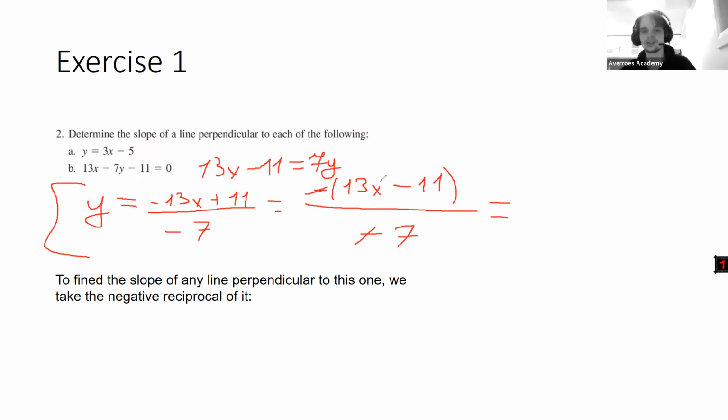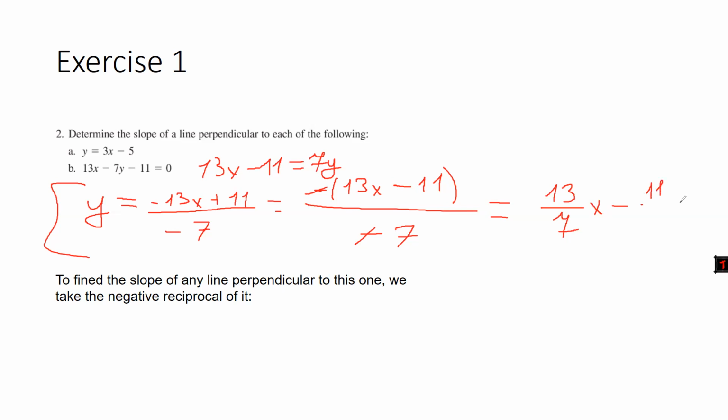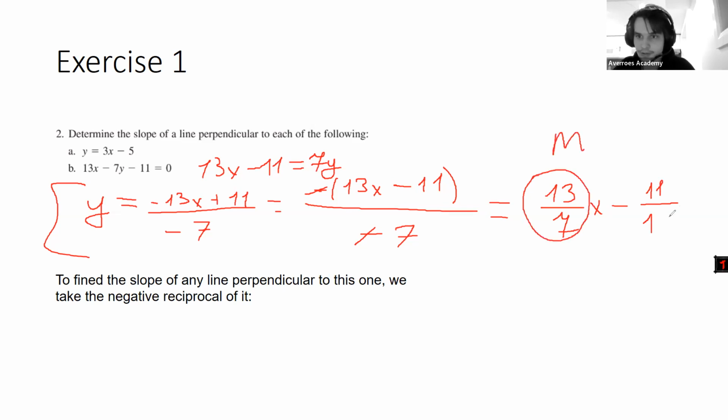So can you tell me what would be the slope of this line right away? 13 divided by 7 x, that's m. Remember, this is the value of the slope already. Subtract 11 and then the b is 11 divided by 7. And now we just need to find the reciprocal of 13 divided by 7. And it's pretty much simple.